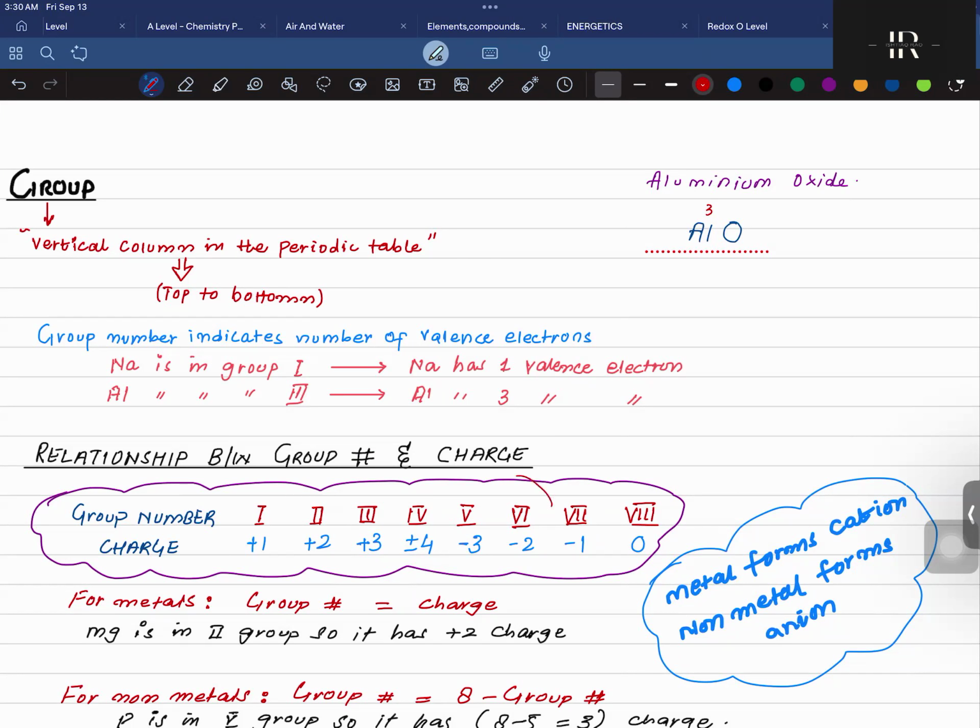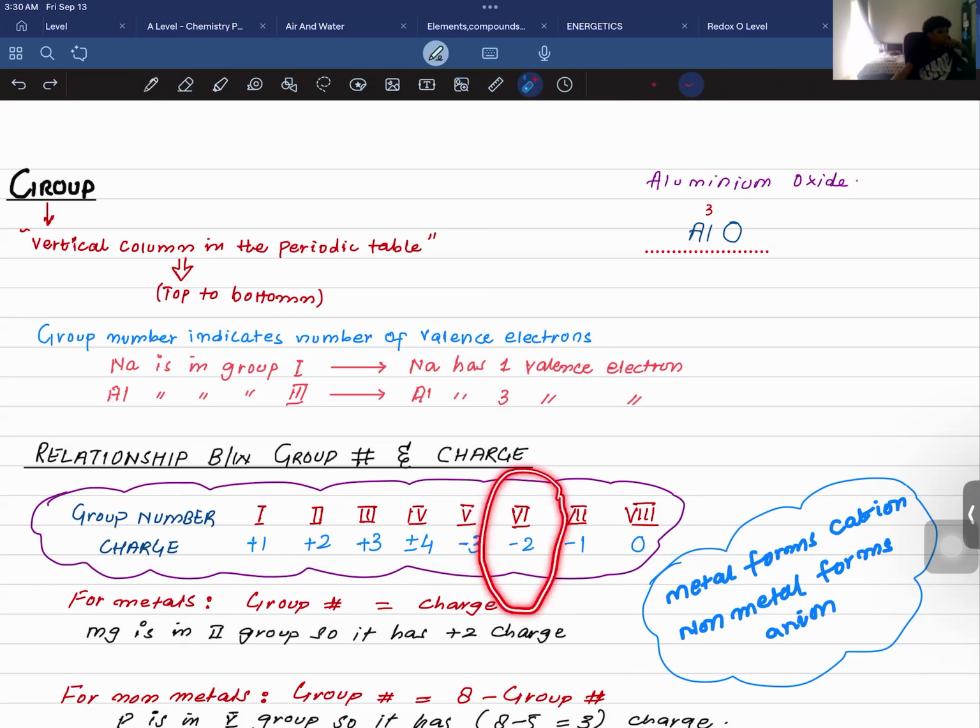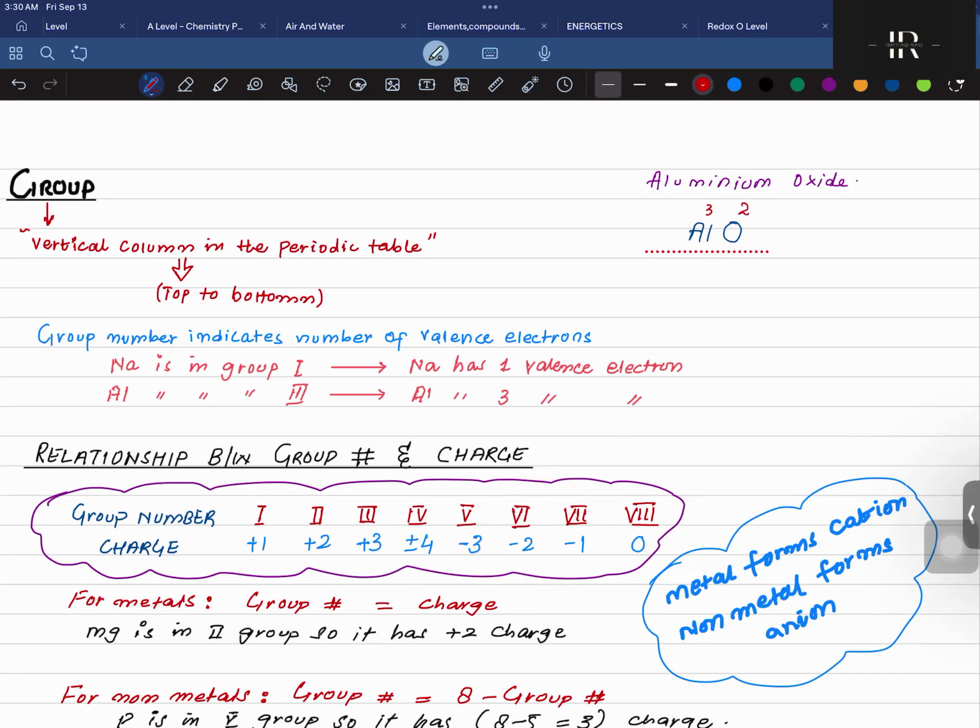So those elements which are in group 6, what's the charge? Group 6 will be -2. I'm going to write 2 over here. Just ignore the charges, because in the formula we are not supposed to write down the charge. To make this compound, I'm supposed to alternate these numbers just like that.